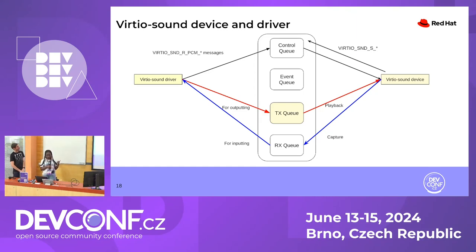For the TX queue, we use it for sending the PCM frames for the output streams. This TX queue carries the PCM frames that have been initiated by the driver, and it replies to the previously received frames. So the TX queue is used during playback. And the RX queue, which is the opposite of what the TX queue does, is used to receive the PCM frames for the input streams. These RX virtqueues carry the PCM frames that are initiated by the device, and it replies to the previously transmitted frames. It's used during capture.